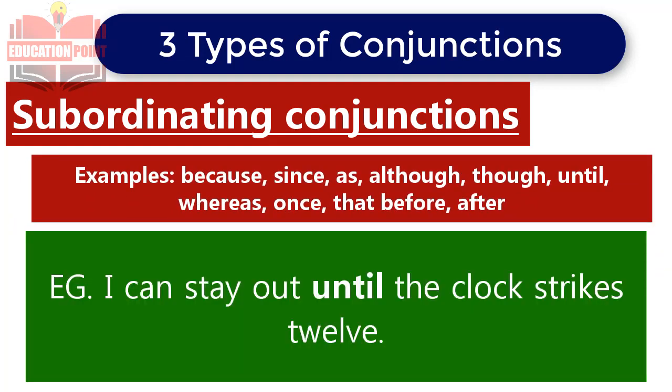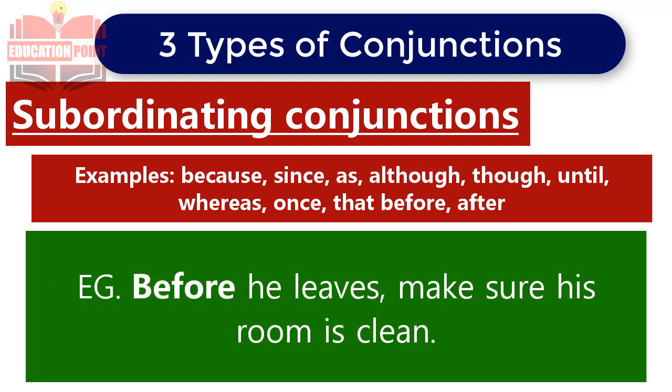I can stay out until the clock strikes 12. Here we have two sentences combined using the conjunction until. One is I can stay out, another one is the clock strikes 12. So this gives you another context for the sentence. Before he leaves, make sure his room is clean. Or you can also rewrite the sentence as: make sure that his room is clean before he leaves. So a conjunction can come at the start of the sentence or in the middle of the sentence.